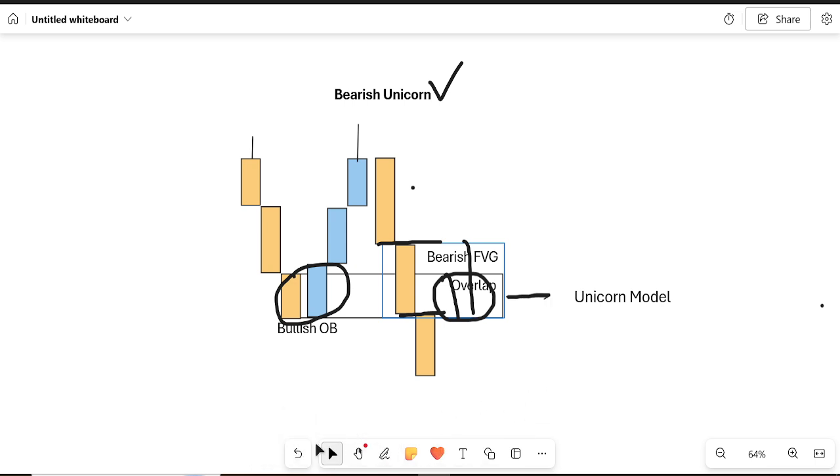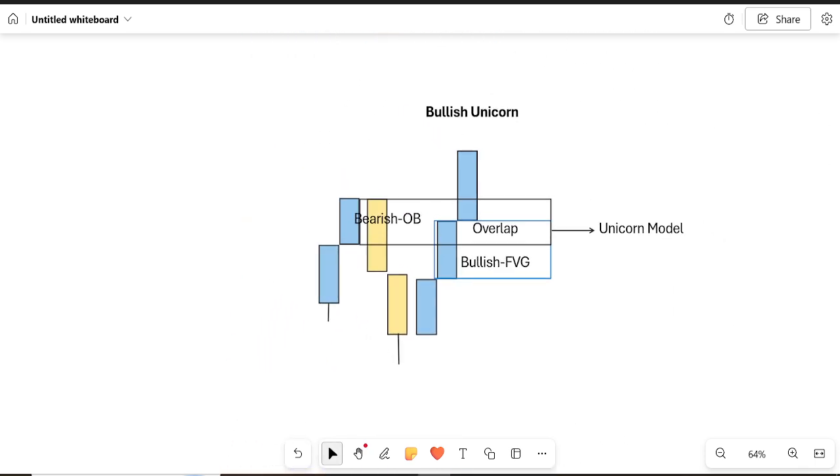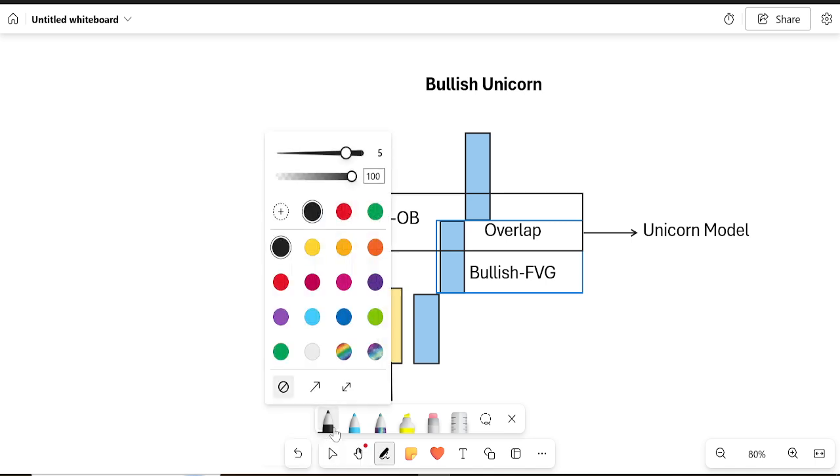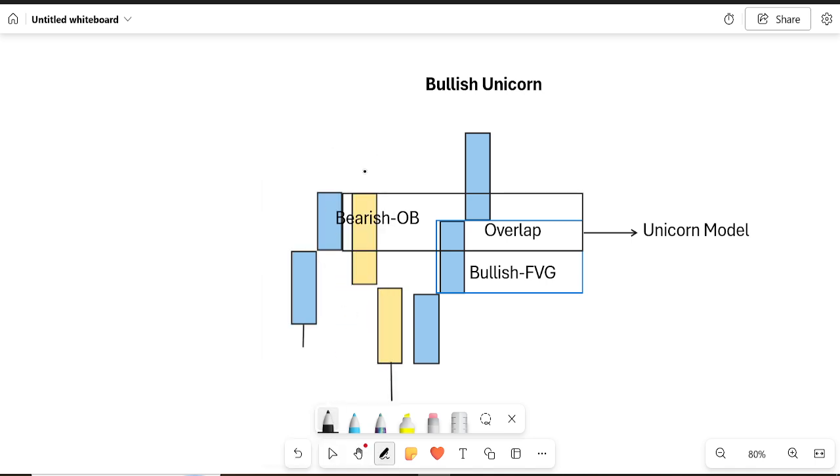Now let's study the bullish unicorn model. It is the same as the bearish unicorn model, but opposite. So what we need to look for? We need to look for a bullish breaker block. How does a bullish breaker block form? A bullish breaker block is basically a bearish order block that sweeps or breaks the previous low. Then it is broken by the bullish move to the upside. When a bearish order block that has swept the previous low or broken the previous low is broken by price to the upside, is not respected by the price, it becomes a breaker block.